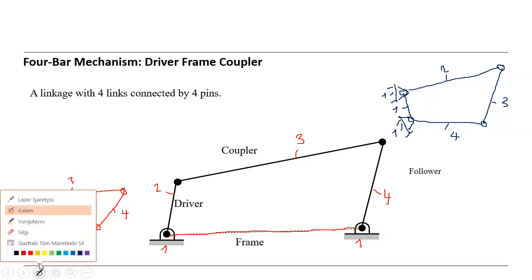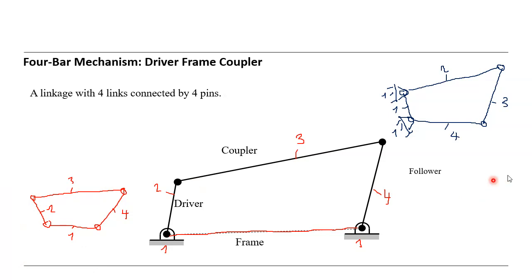Okay. Also, by grounding the member 3, we can achieve another mechanism. Or by grounding the member 2, we can achieve another mechanism. So therefore, this is a kinematic chain. This is the model of a mechanism. From the kinematic chain, we can derive as many mechanisms as the number of links of the kinematic chain.